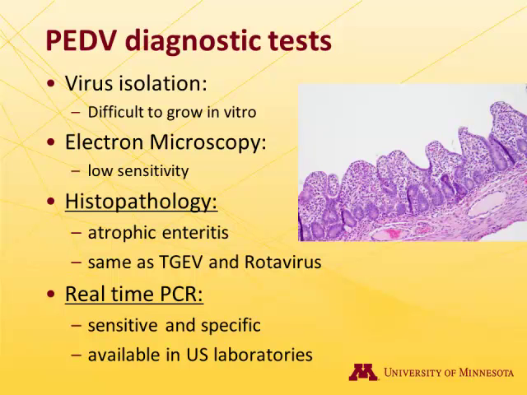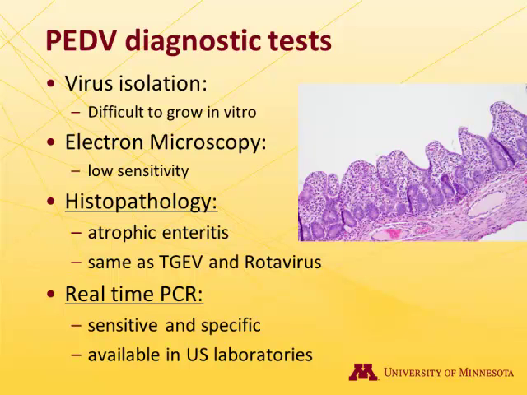It's difficult to grow. So that's not going to be our first choice. Electron microscopy in general for coronaviruses has low sensitivity. So for the routine cases, we're going to go with histopathology, and we're going to be looking for the typical atrophic enteritis that we see with viruses. So here you have an example.